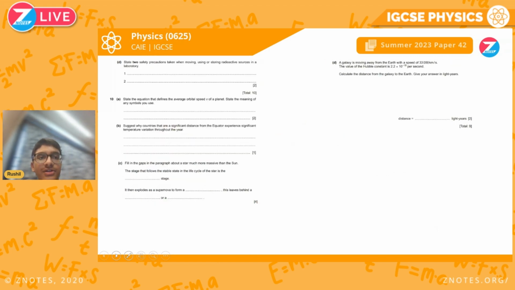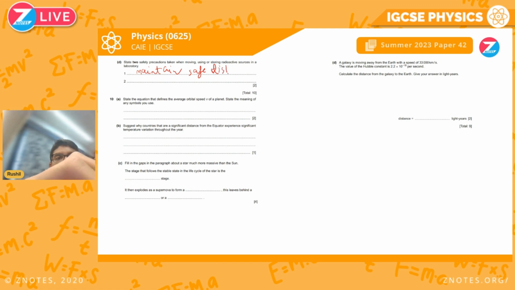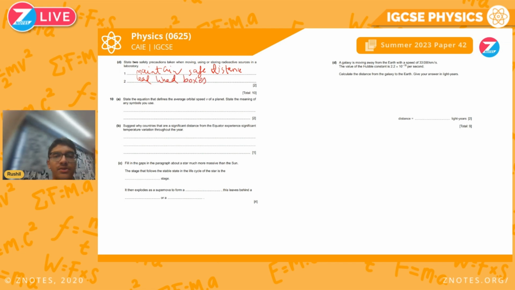State two safety precautions taken when moving, using or storing radioactive sources in a laboratory. So there are many, as we know. One is you maintain a safe distance from the source, stay as far as possible, and the other is you cover the source in lead-lined boxes. Others are to monitor your time of exposure, keep track records, stay in a different room, and wear lead-lined suits, wear gloves, etc. But these two should be enough.